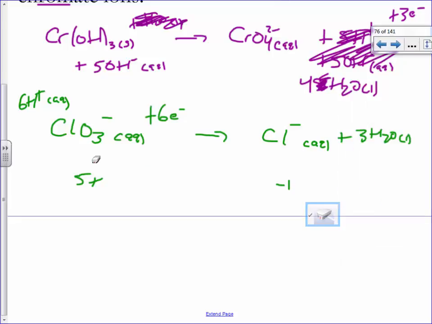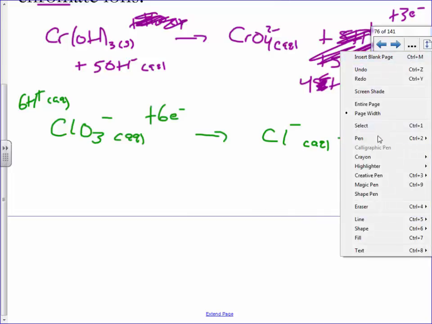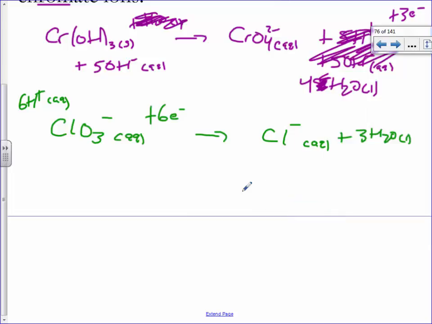But it says that we have to do this under basic conditions. So the last time we did this, find your hydrogens right here. There's 6 hydrogens right here. Add 6 hydroxides to this side, and add 6 hydroxides to this side. The reason why we're doing that is that these hydrogens and those hydroxides, they should collectively neutralize each other and turn into 6 waters.